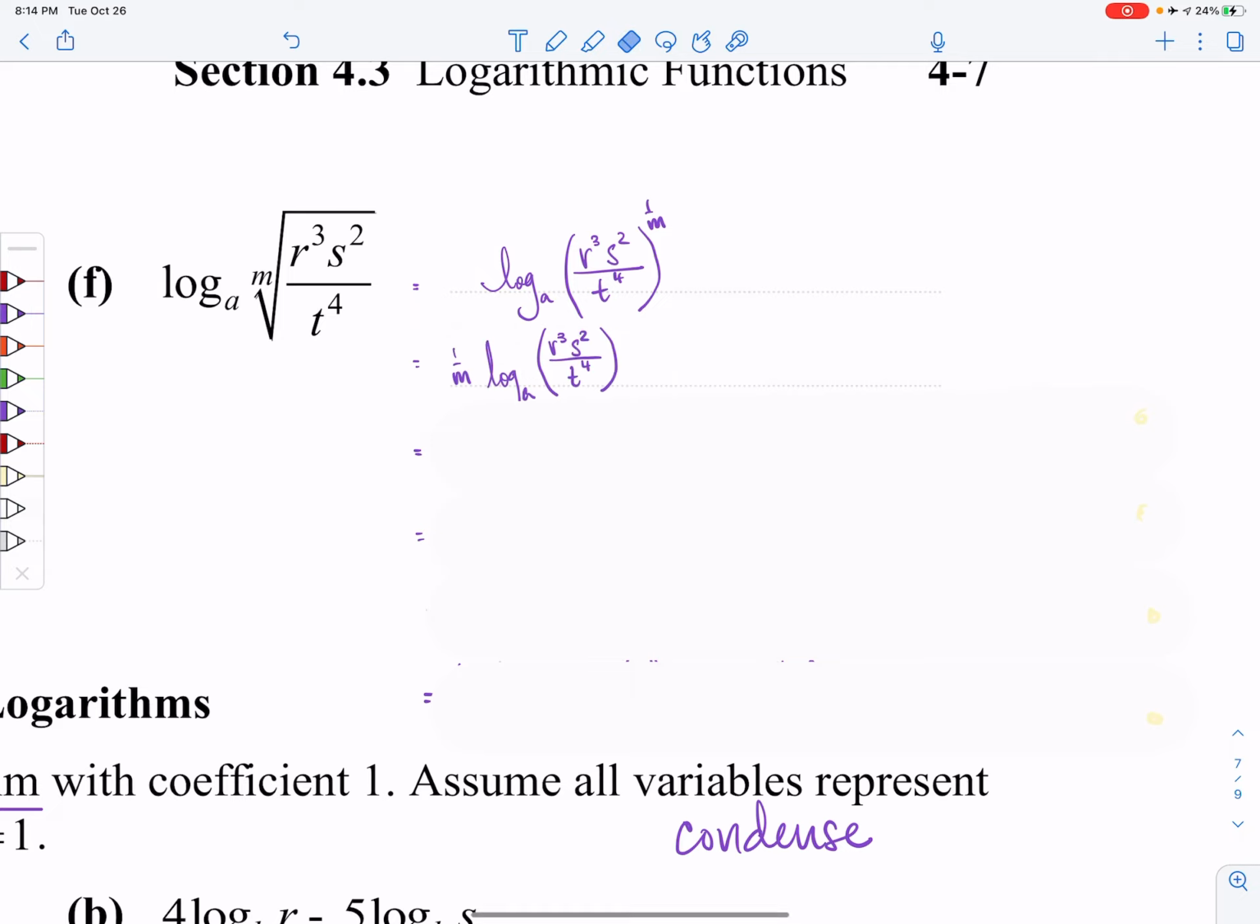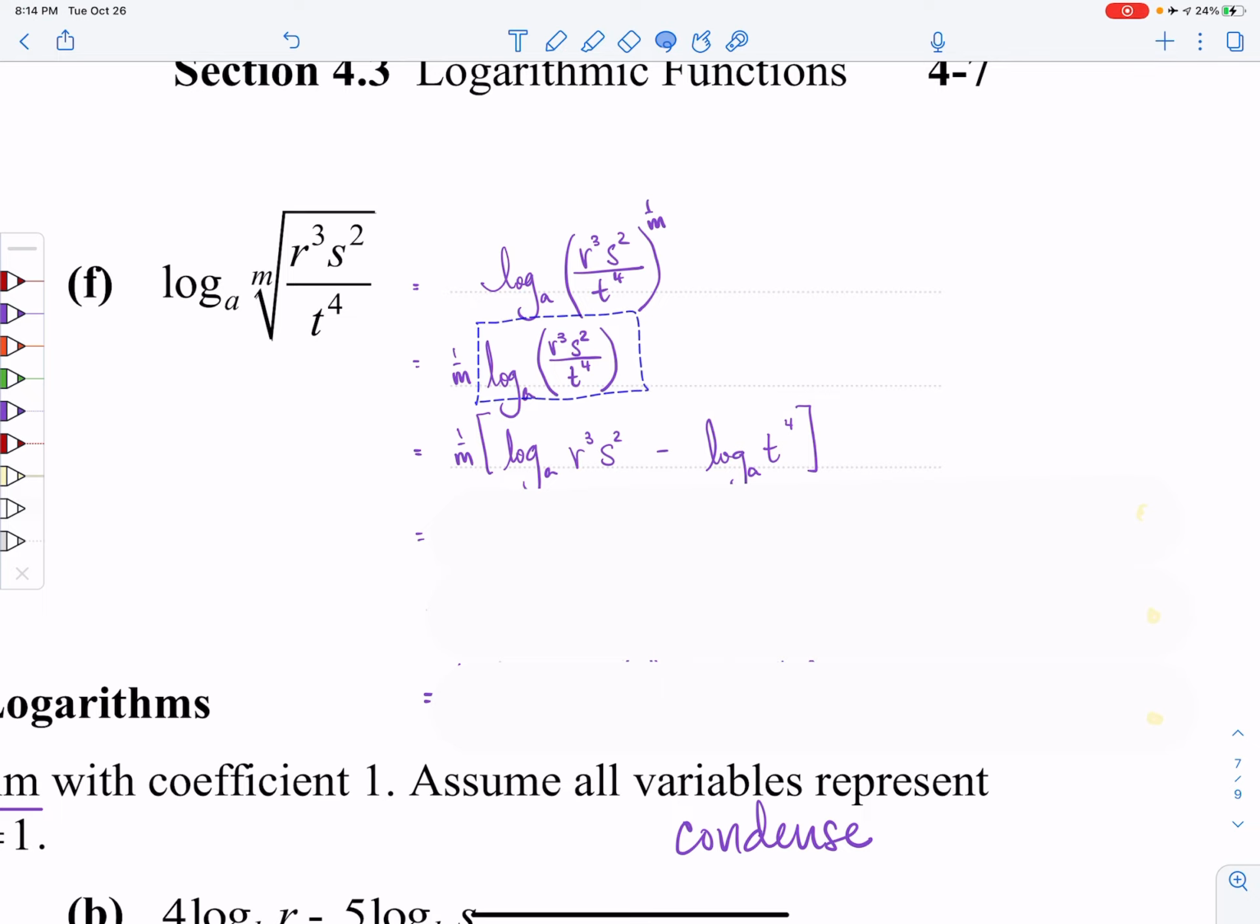All right, so that's going to look like the following. Okay, so now I have my power out front. And now when I look at what I'm taking the log of, the overall operation is a quotient. So the log of a quotient, let's use the quotient rule, is going to be log of the top minus log of the bottom. Now, one of the things that you'll notice here is that in the last step, 1 over m is being multiplied by the whole entire log.